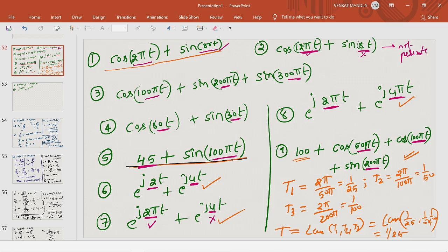So you have to check whether π is there in all the signals, or π is not there in all the signals, or π is there in one signal and not in the other signal. That's it.